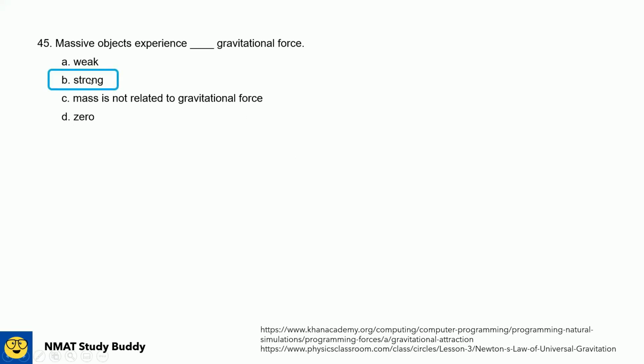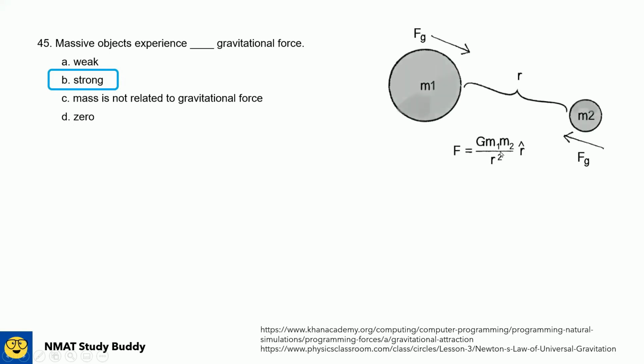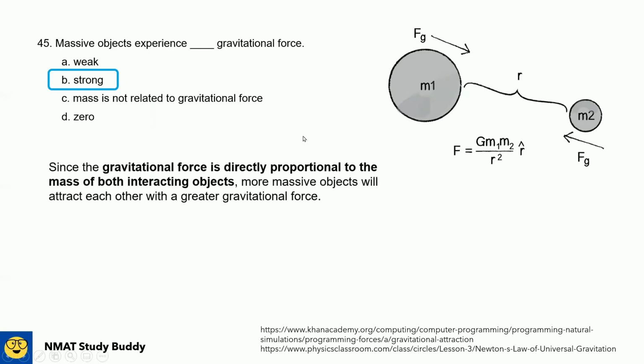The correct answer here is letter B, strong gravitational force. So, as you can see in this photo, yan, ito yung formula for the gravitational force. Gravitational constant times the masses M1, M2. And yung R, yan yung distance between the centers of the masses. Ayan. So, since the gravitational force is directly proportional to the mass of both interacting objects, more massive objects will attract each other with a greater gravitational force.